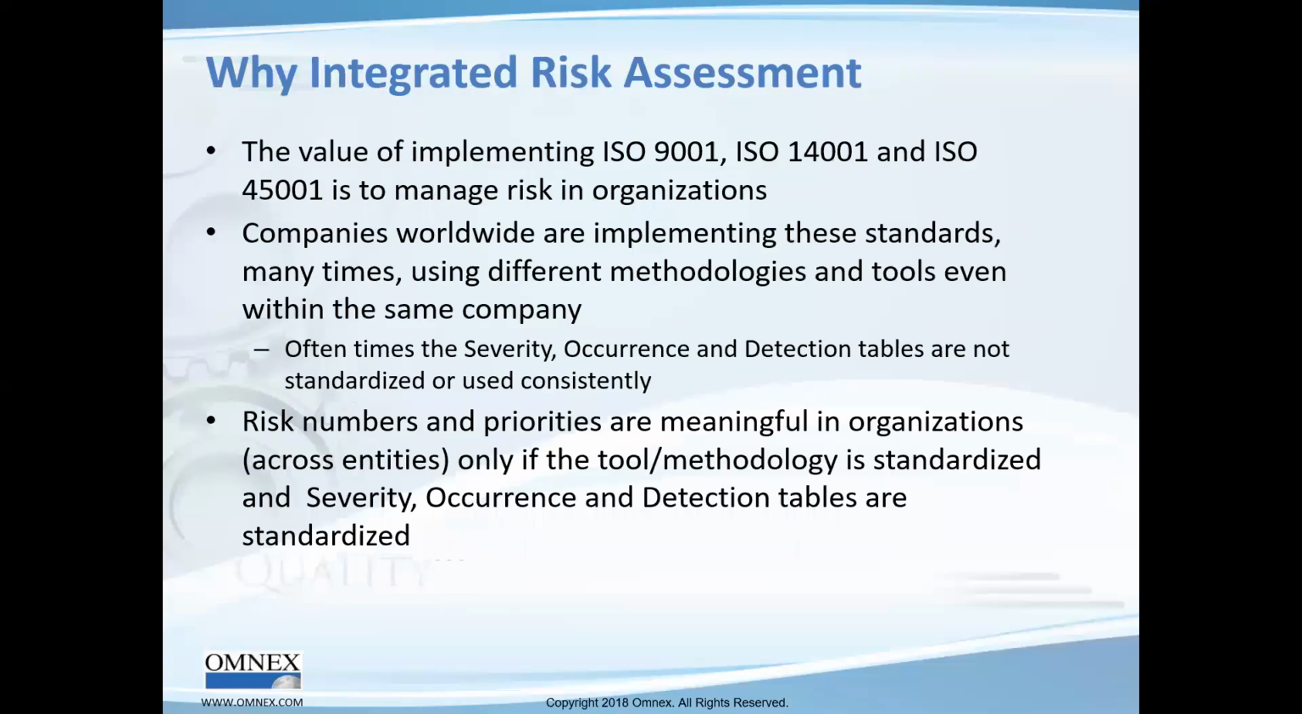So, as a summary, why integrated risk management? The value of implementing ISO 9001, 14000, ISO 45001, FSSC 22000, which is food safety, ISO 26262, which is functional safety and electronic items, and other standards, is to manage the risk within the organization. Companies worldwide are implementing these standards, many times utilizing different methodologies and tools even within the same company. And the organization teams within those companies are not even talking to each other.